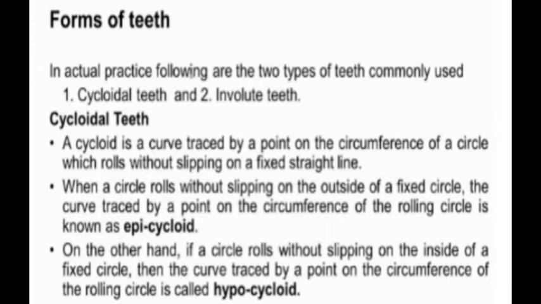When we roll the wheel, what is the path followed by this particular point? This profile is called a cycloid. When a circle or roller rolls without slipping on the outside of a fixed circle, the curve traced by the point on the circumference of the rolling circle is known as an epicycloid. On the other hand, if the circle rolls without slipping on the inside of a fixed circle, then the curve traced by a point on the circumference of the rolling circle is called a hypocycloid.